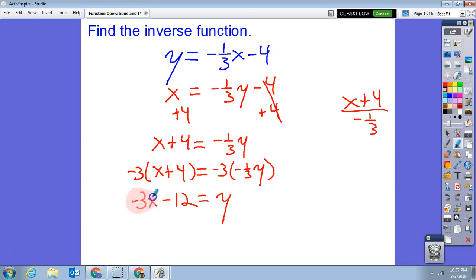Remember, we also talked about you could check and see if they're inverses of each other by plugging them into each other. Meaning, if you took the negative 3x minus 12 and plugged it into here, what you would end up with is everything except x would cancel out.